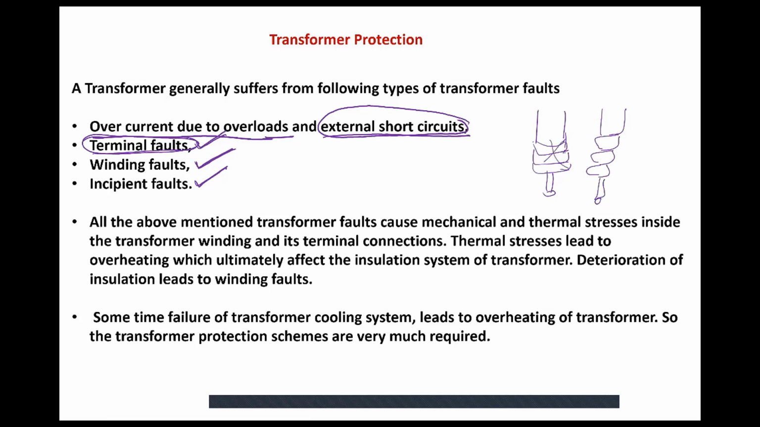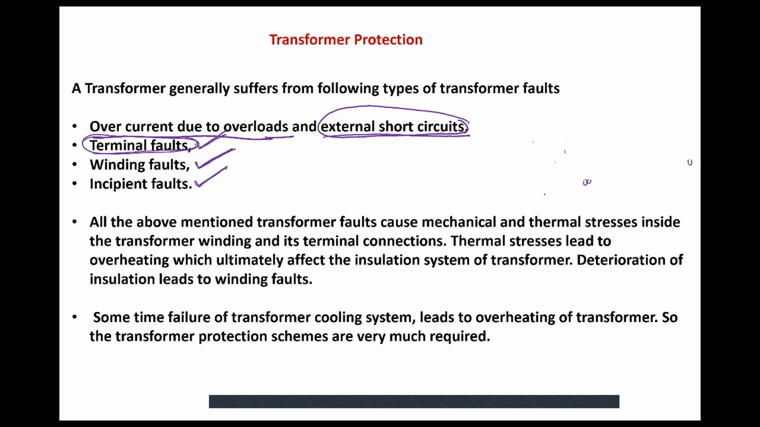Suppose this bushing fails, or something gets connected to this body. This is a box. The box voltage is 0. Understand? The terminal voltage, if it is suppose a 33 kV transformer, is 33,000 divided by root 3. Okay. So if this terminal and this terminal get short circuited, that is one fault. If the bushings fail, that is one more fault. Like this, there will be many kinds of faults inside the terminal box of the transformer.